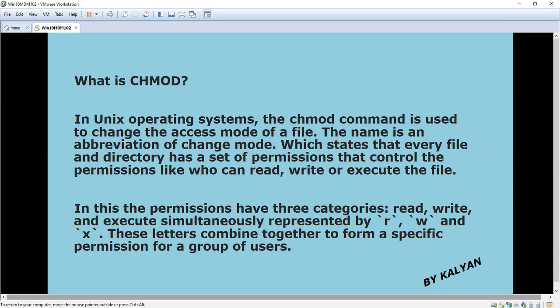Every file and directory has a set of permissions that control who can read, write, or execute. It helps us to give the permission. That means who can read, write, and execute. In this permission category, we have three categories: read, write, and execute, which are represented by the letters R, W, and X. These letters are combined together and form a specific permission for a group of users.